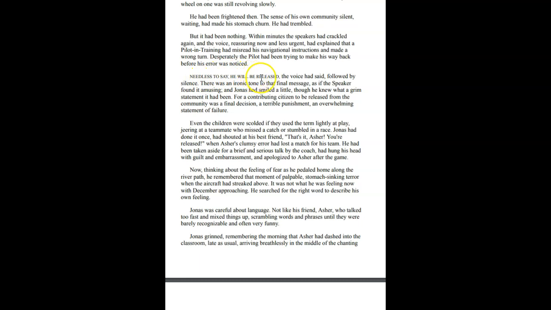Needless to say, he will be released, the voice had said, followed by silence. There was an ironic tone to that final message, as if the speaker found it amusing. And Jonas had smiled a little, though he knew what a grim statement it had been. For a contributing citizen to be released from the community was a final decision, a terrible punishment, an overwhelming statement of failure.